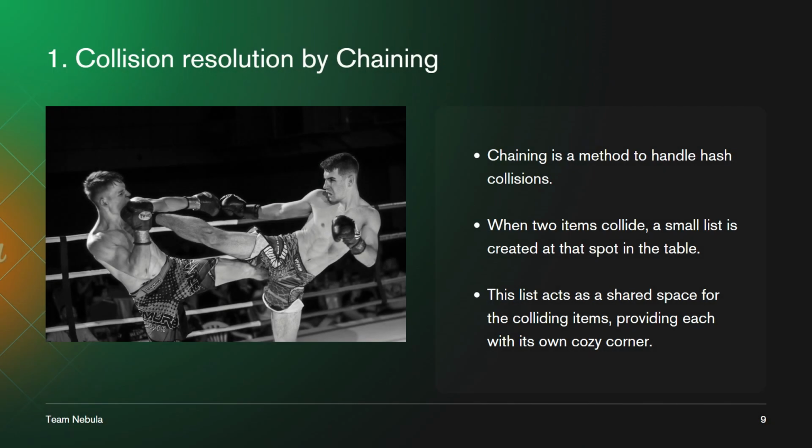Alright, let's dive into the first way to tackle hash collisions, which is like giving each of our colliding items a cozy little corner. Imagine our hash function accidentally points two items to the same spot in our table. Now, instead of making them fight for that spot, we are going to make a small list right there. Think of it as a sort of shared space for these items. We call this method chaining.